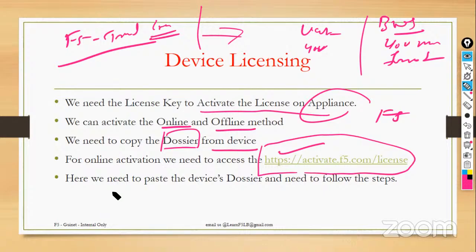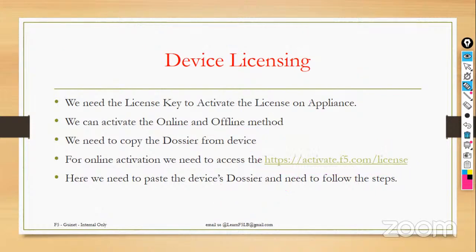And if you don't have internet access on your device or in this environment, you can take this dossier out, and wherever you have internet access, you can open this site and upload this dossier to activate.f5.com. You will receive one file, and you need to upload this file again to your appliance, meaning the device. Maybe you don't understand this point, but when you do the lab, you can easily understand.